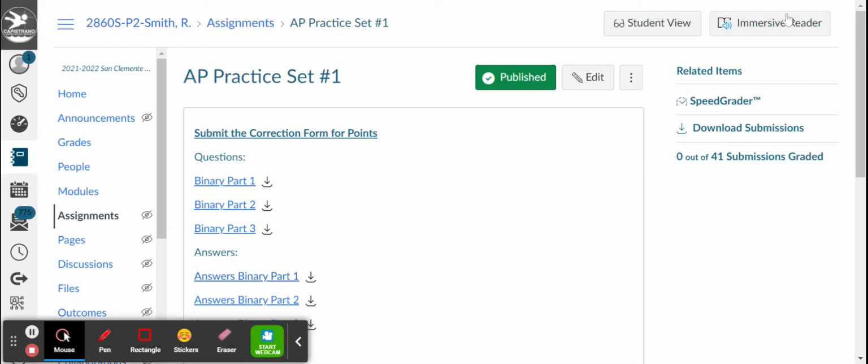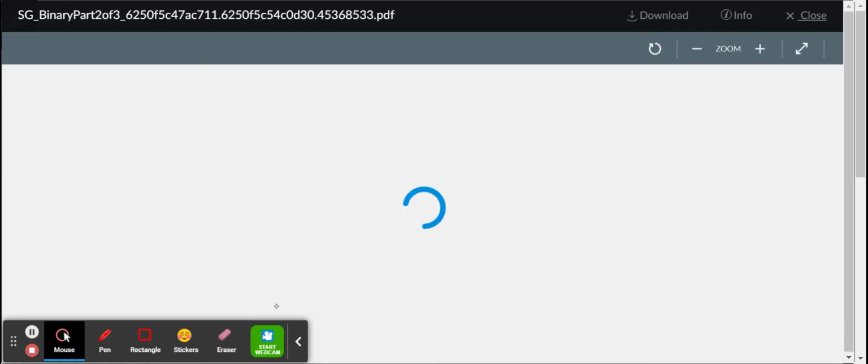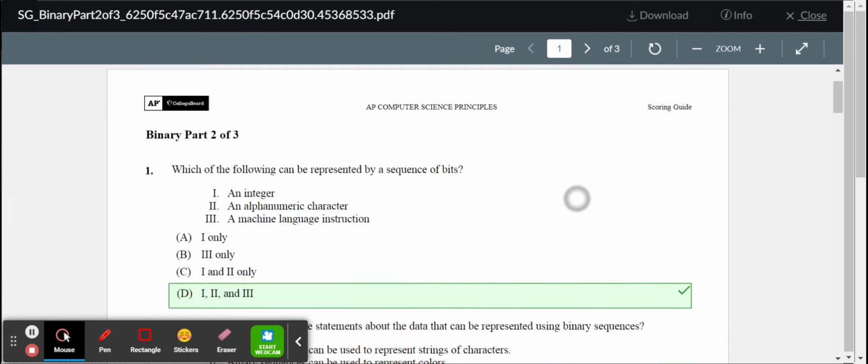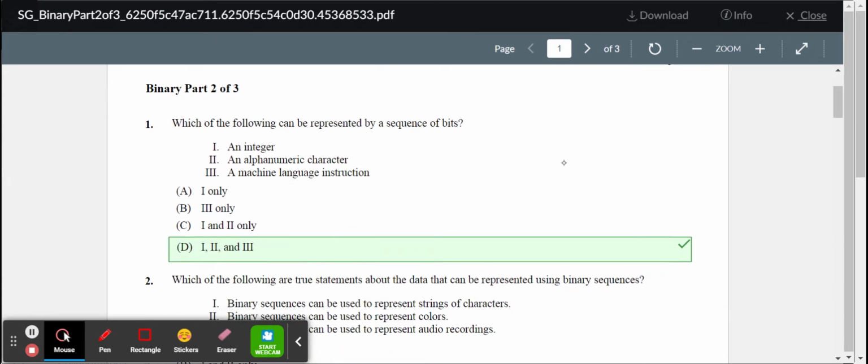Let's close this. I am now going to go to part 2. All right, here we go. Which of the following can be represented by a sequence of bits? An integer, an alphabetical number, and I'm assuming everything, because everything a computer does is in bits. That was dumb.